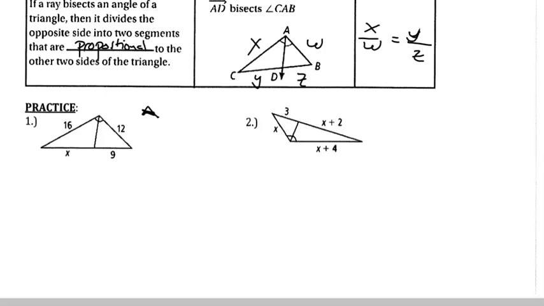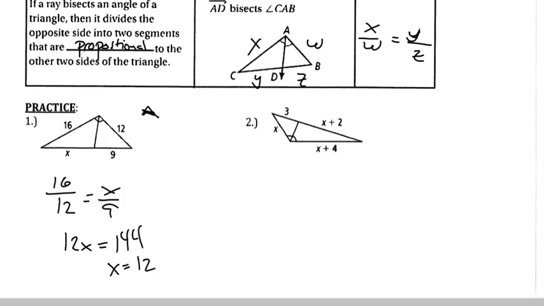All right, the way that I'm going to set it up is 16 is to, and you should get the same answer if you set it up in an equivalent way, but 16 over 12 equals x over 9. I would get 12x equals 9 times 16. 9 times 16 equals 144. You should get x equals 12.